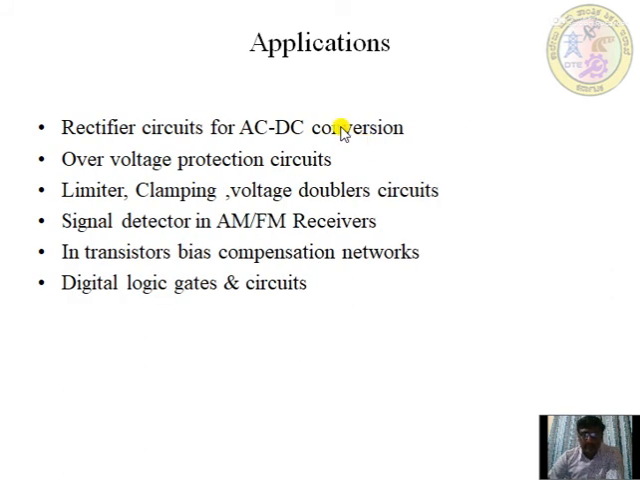Now, where can these diodes be applied? Normally in rectifier circuits for AC to DC conversion, and in overvoltage protection circuits. They can also be used in limiter, clamping and voltage doubler circuits. Next, as signal detectors in AM or FM receivers, in transistor bias component networks, as well as in digital logic gates and circuits. These are the applications of diode biasing. Almost all components will have diodes.